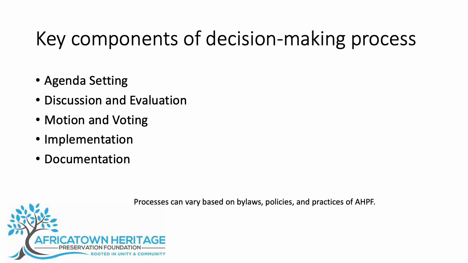Board members then vote on a motion, typically requiring a simple majority of more than 50% of the votes for the motion to pass, although some boards may require a supermajority, for example, 2/3 or 3/4 of the votes, for specific types of decisions. Number 4, implementation.